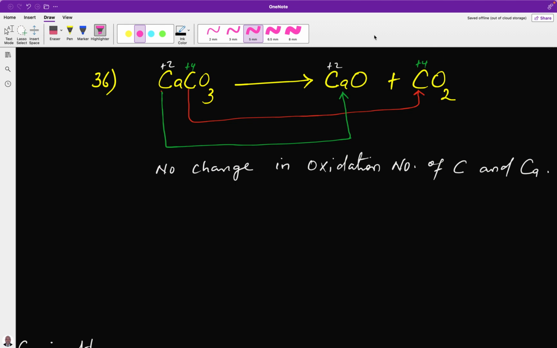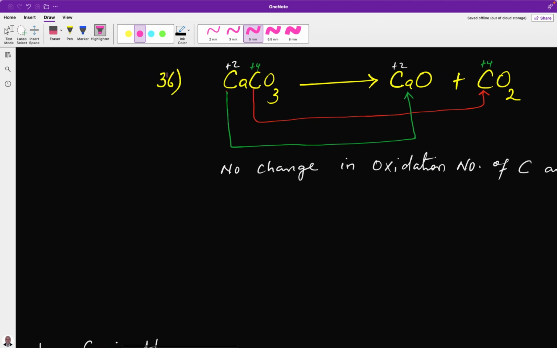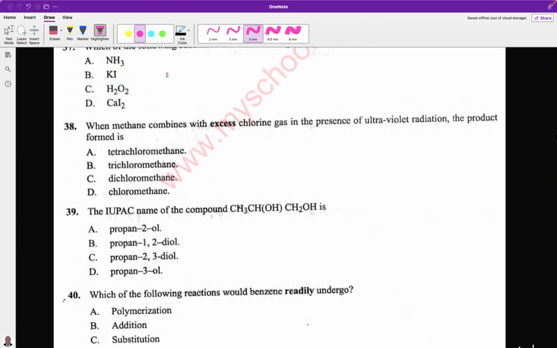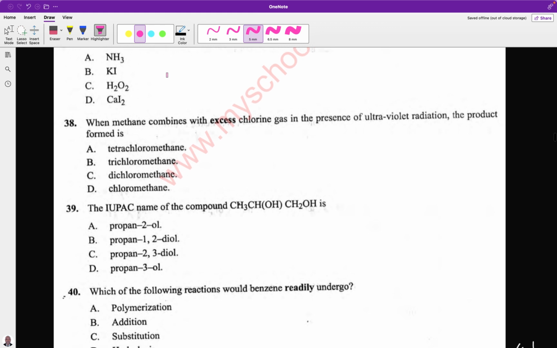If you calculate the oxidation number for calcium, calcium does not change. It's still +2. So there is no change in the oxidation number of carbon and calcium. For that purpose, there's no oxidation that is taking place.